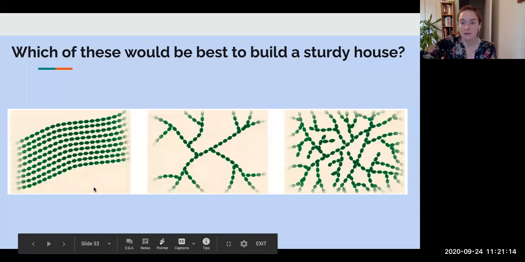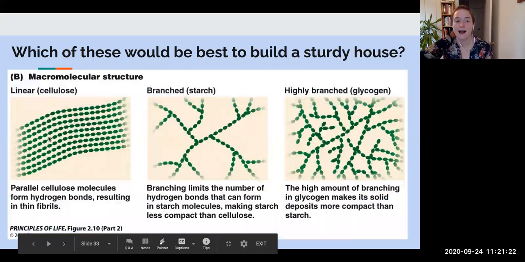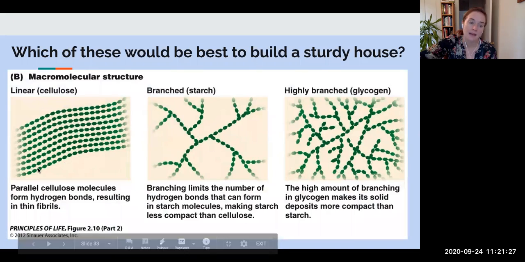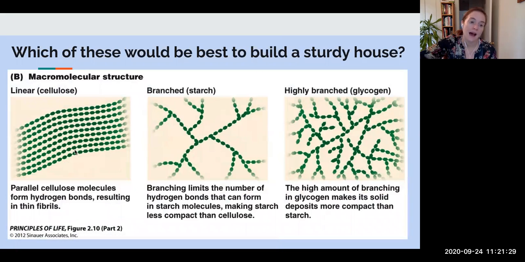Now, which one do you think would be best to build something really strong and sturdy like a house? If you said this one, I agree with you. And this represents cellulose. It's packed really tightly. It's in these long lines. And there are bonds that cross-link the glucoses together as well in cellulose, which is great for plants because, again, it gives them that amazing structure, but it also makes it a challenge to break down.